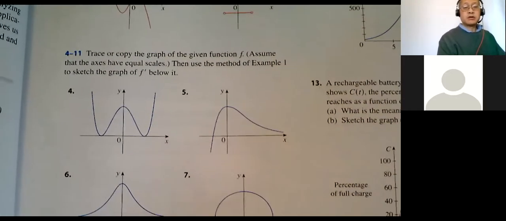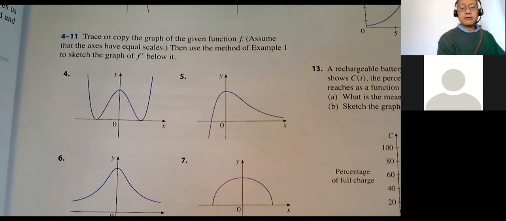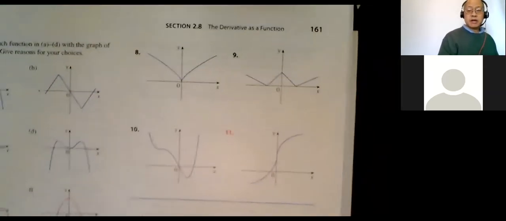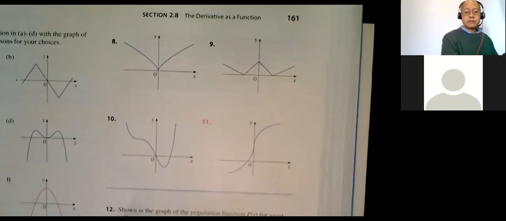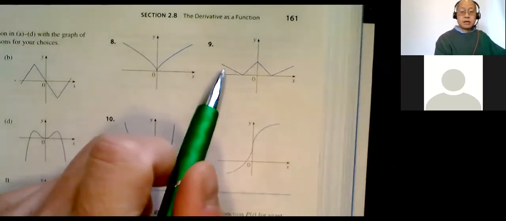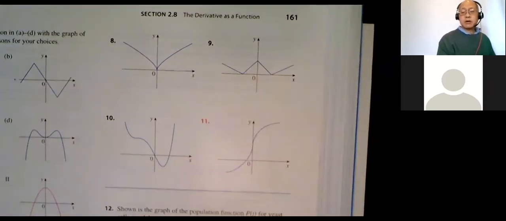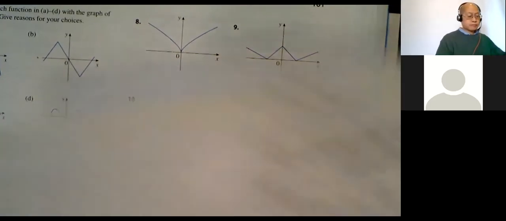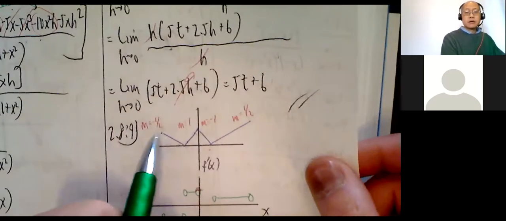Yeah, show you some of these. Trace or copy the graph of the given function, then use the method to sketch f prime below it. Okay, I want to go to number 9 because they're all linear. So this thing kind of looks like a W. Okay, so let's look at number 9. Goes like this.